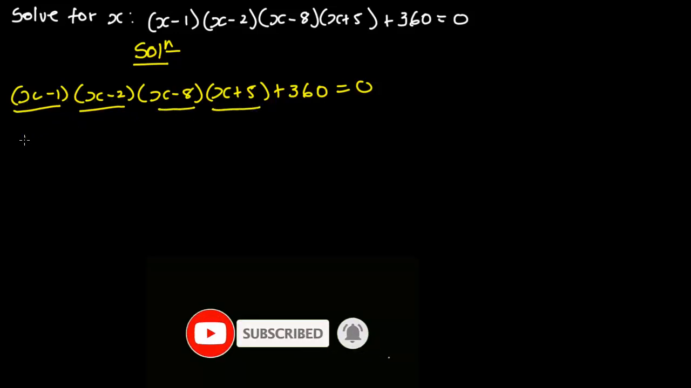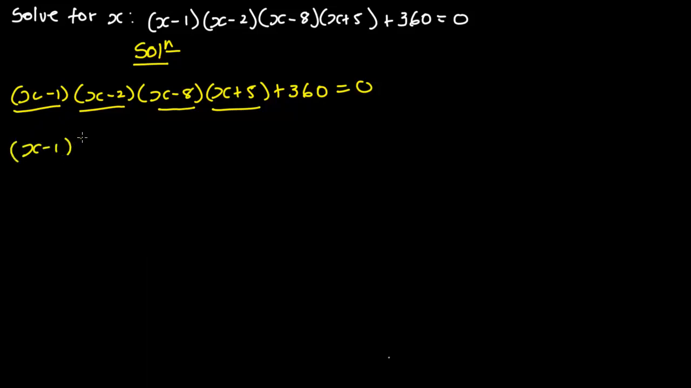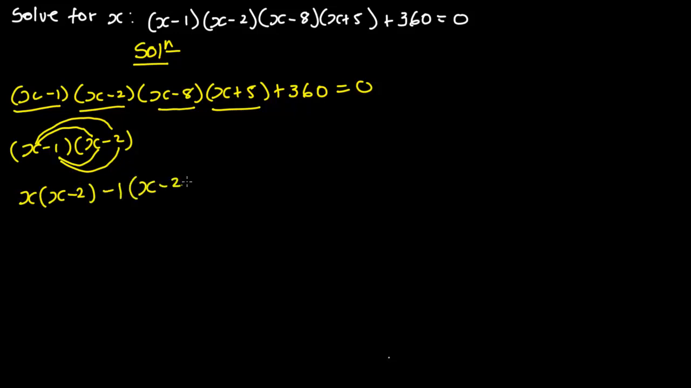So let's first multiply (x - 1)(x - 2). With this one, we are going to multiply x by this and then x by this one at the same time. And then you also multiply negative 1 by this and then this one at the same time. So let's go ahead and do that. So we are going to have x(x - 2) - 1(x - 2). And so from here we are going to have x squared - 2x - x + 2. So this is going to give us x squared - 2x - x is going to give us -3x + 2.